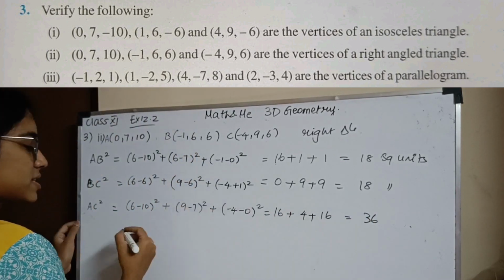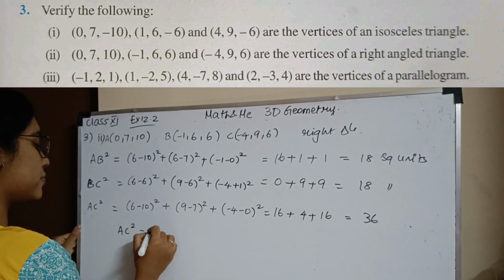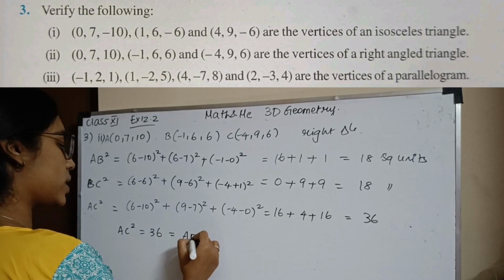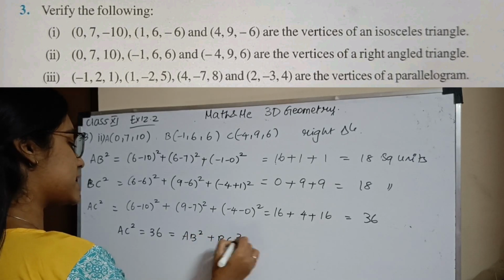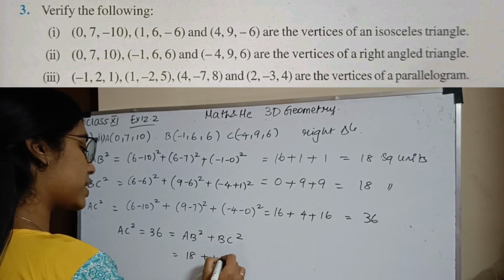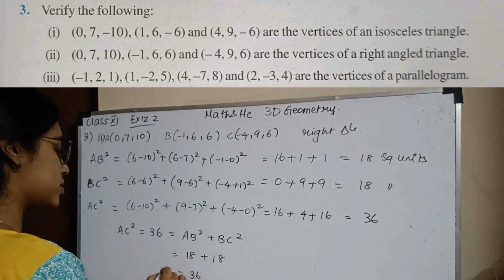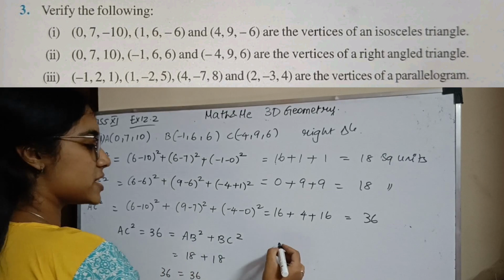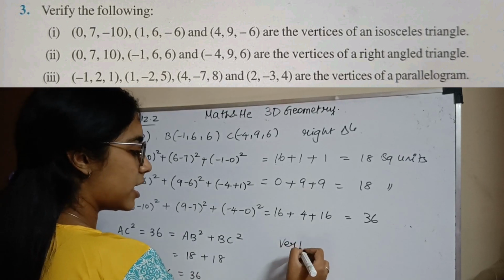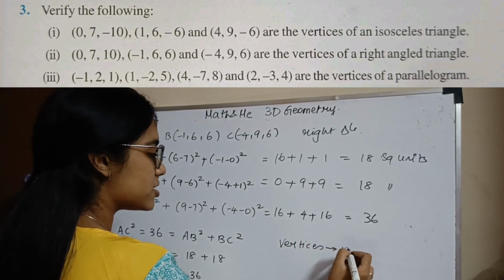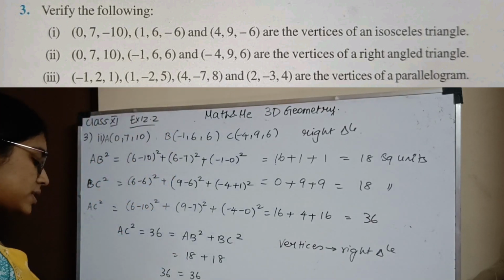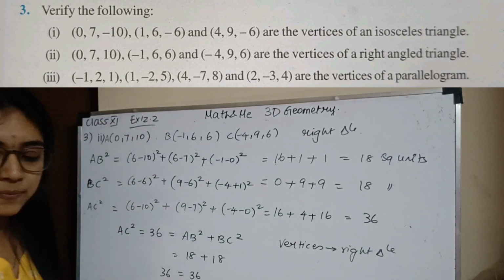AC square is the largest. So I have AC square, which is 36, equals AB square plus BC square. So AB square plus BC square is 18 plus 18, which is 36. So 36 equals 36, which means AC square equals AB square plus BC square. So the given vertices are of the right triangle. Okay, you have to write the answer like that. Write the entire sentence: The given vertices are the vertices of a right triangle. Okay.